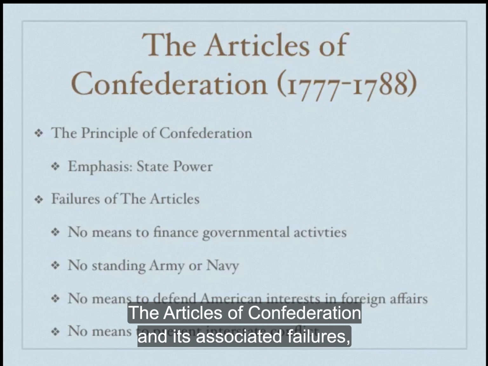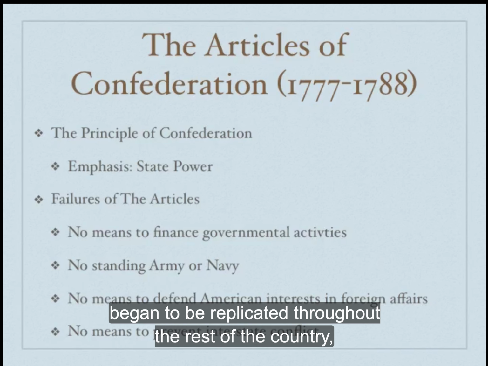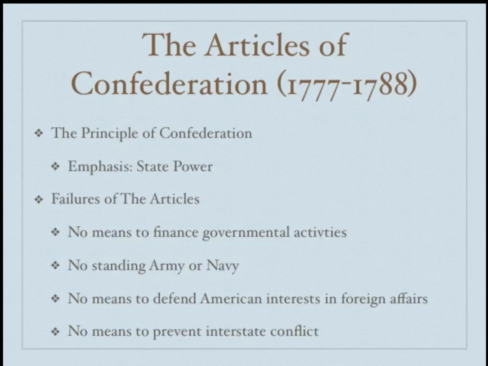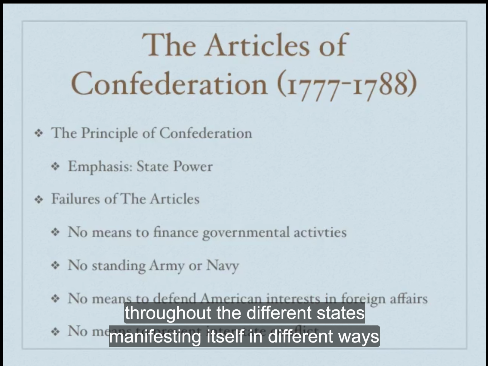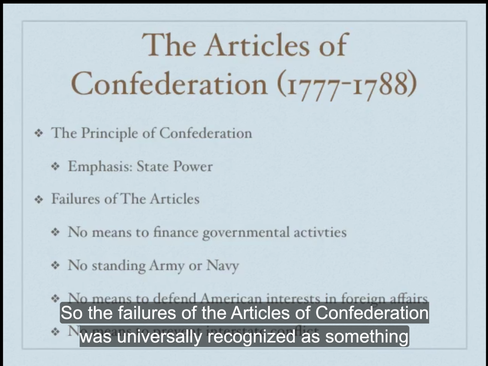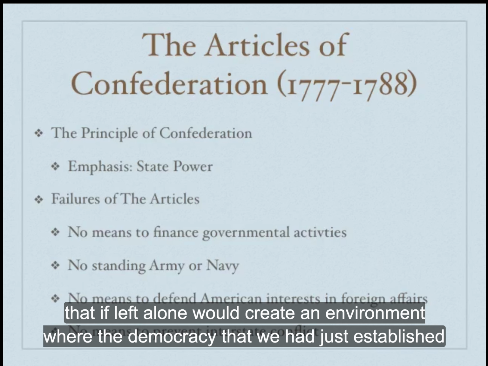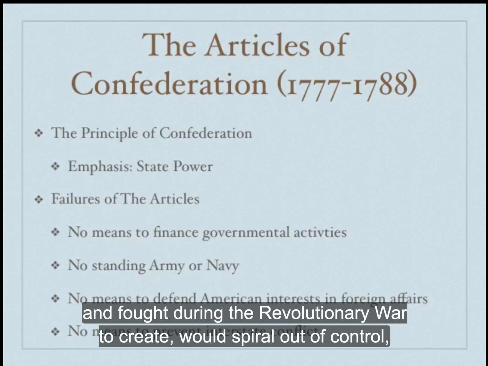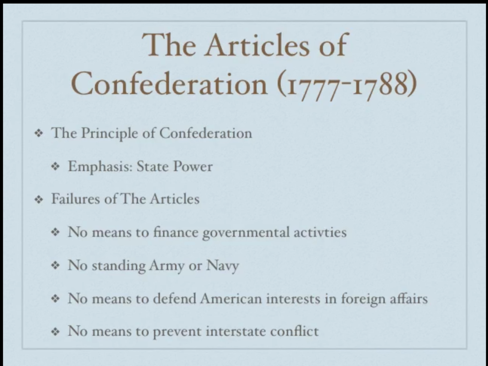The Articles of Confederation and its associated failures began to be replicated throughout the rest of the country, throughout the different states, manifesting itself in different ways and creating unique problems within each state. So the failures of the Articles of Confederation were universally recognized as something that, if left alone, would create an environment where the democracy that we had just established and fought during the Revolutionary War to create would spiral out of control and this government would be at an end.